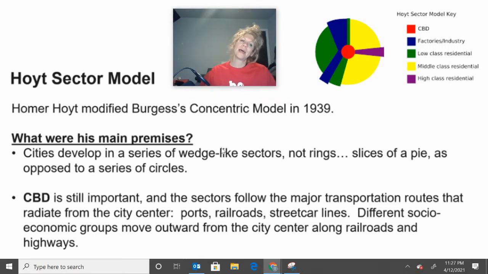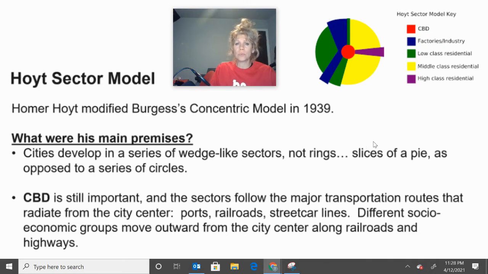This was developed by Homer Hoyt, who actually took the concentric model and modified it a little bit, and it was designed in 1939. Okay, and some of his main premises was that cities develop in more of a series of wedge-like sectors that you can see here, and they are not rings.